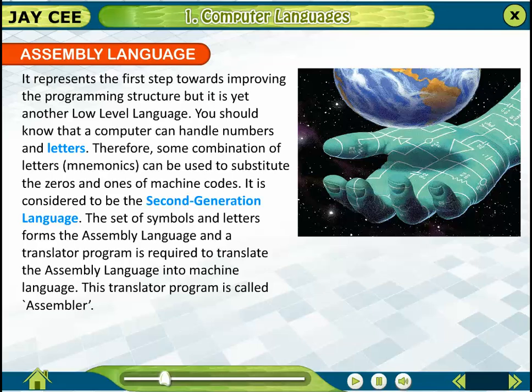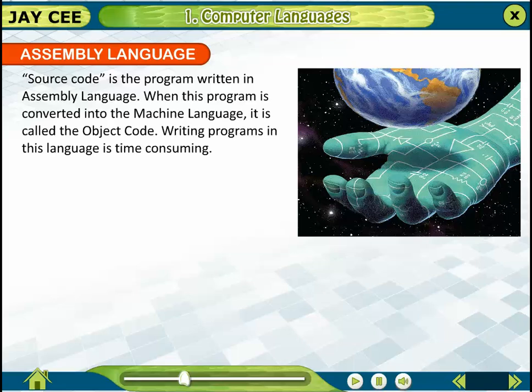The set of symbols and letters forms the assembly language, and a translator program is required to translate the assembly language into machine language. This translator program is called assembler. Source code is the program written in assembly language. When this program is converted into the machine language, it is called the object code. Writing programs in this language is time-consuming.